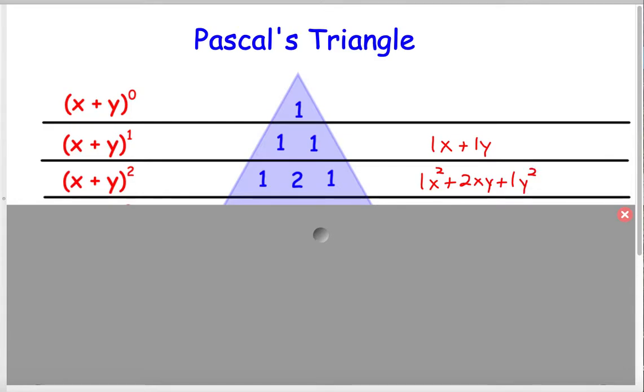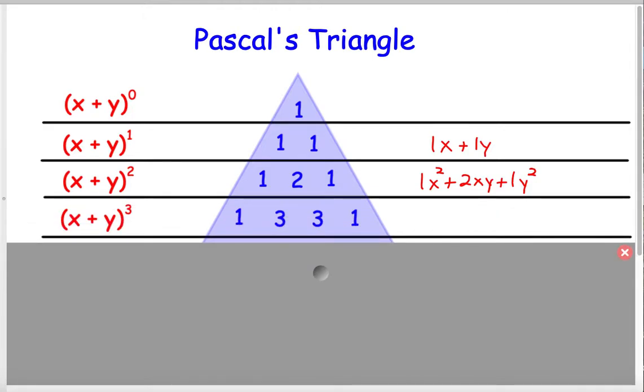Notice the coefficients. Those are the ones that are showing up in this triangle. (x + y) cubed, we just figured that out. That's 1x cubed plus 3x squared y plus 3xy squared plus 1y cubed. So notice the coefficients here in this triangle are giving us the coefficients of each of our terms. Also notice, let's put an arrow here.